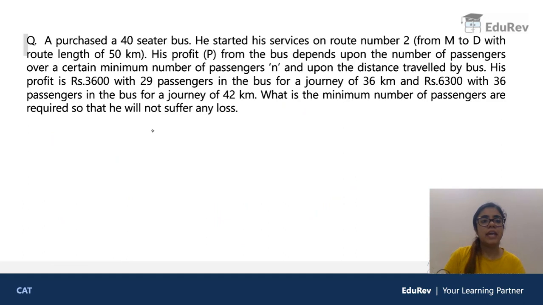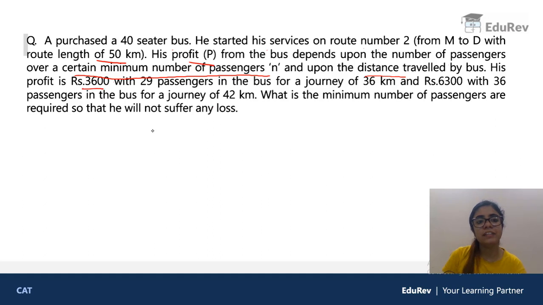Now let's move on to the next question. It says A purchased a 40-seater bus. He started his services on route number 2 from M to D with route length of 50 kilometers. So he's purchased a bus. He started his services on a length of 50 kilometers. His profit P from the bus depends upon the number of passengers over a certain minimum number of passengers N and upon the distance traveled by the bus.